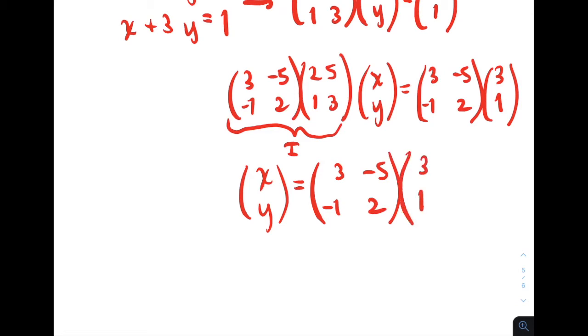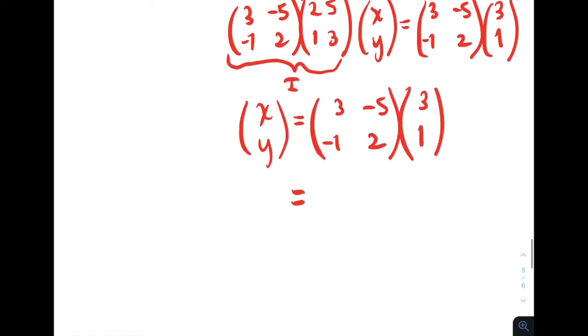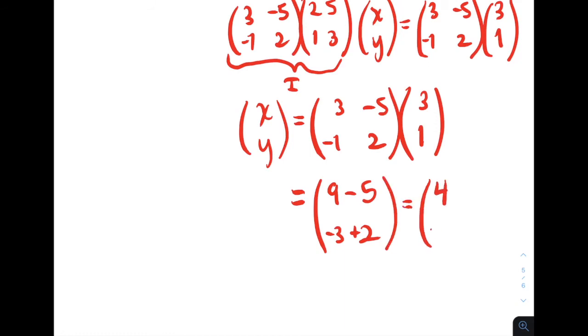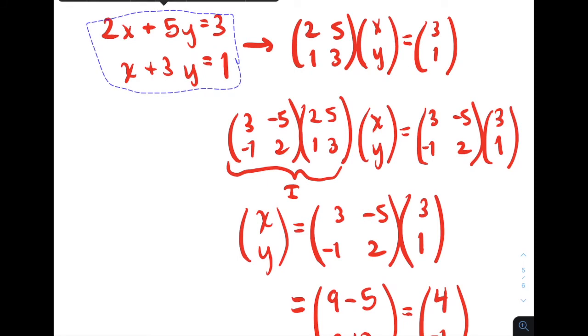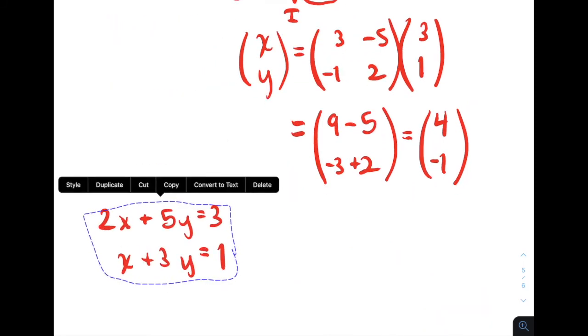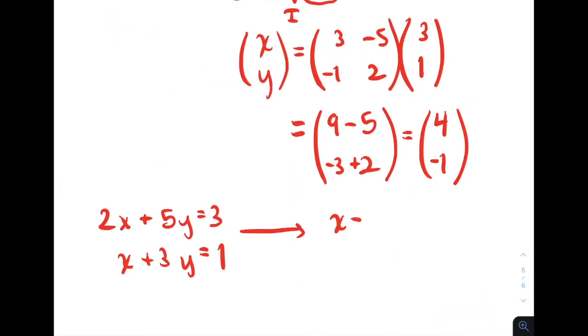times 3, 1. This is a product that we can compute, and we would get 9 minus 5 and negative 3 plus 2, which would give us 4, negative 1. So our solution to this system is x equals 4, y equals negative 1.